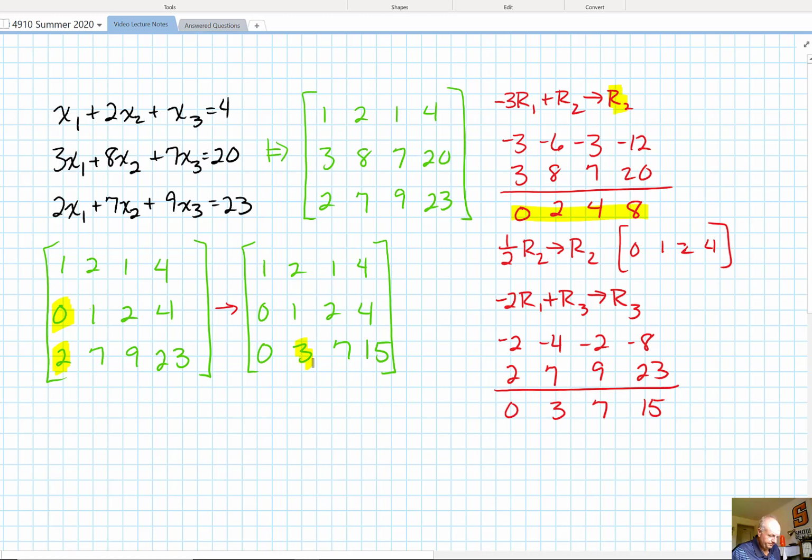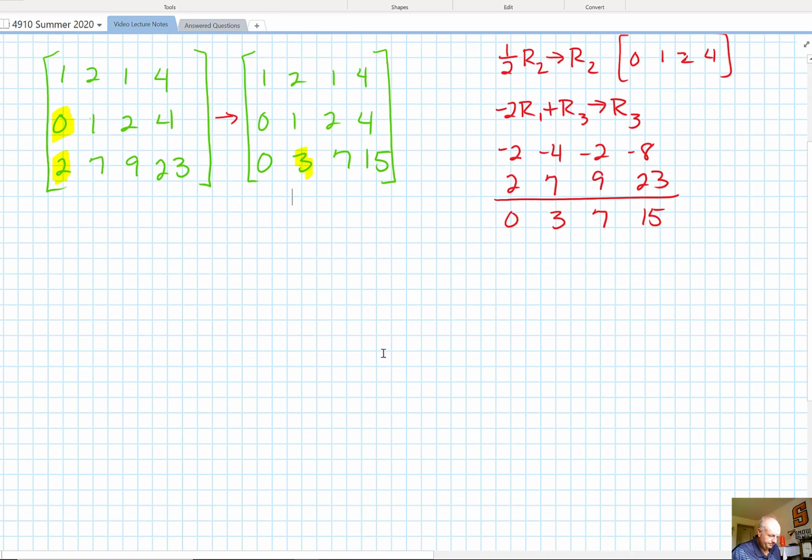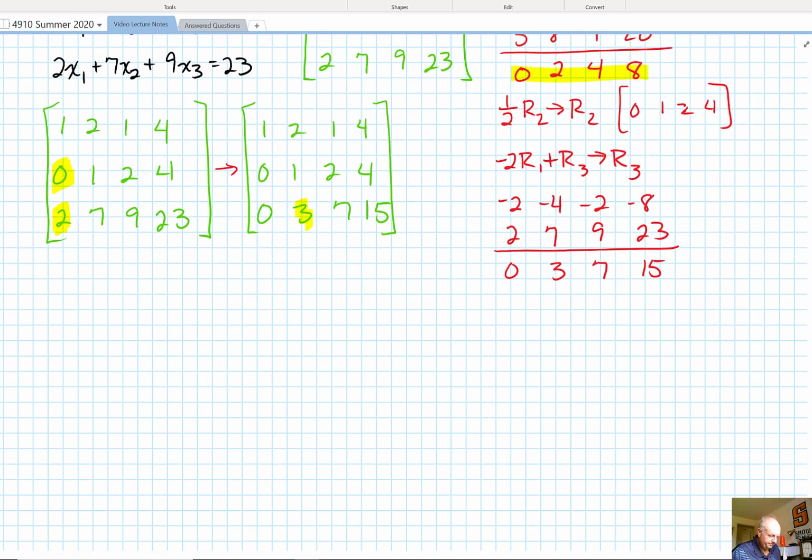So to do that, you're going to use row 2 and row 3. Let's do that right here. We're going to take row 2. We're going to go -3 times row 2, add that to row 3 and replace row 3. So -3 times row 2 is 0, -3, -6, -12. Make sure we get that right. Row 3, as is, 0, 3, 7, 15.